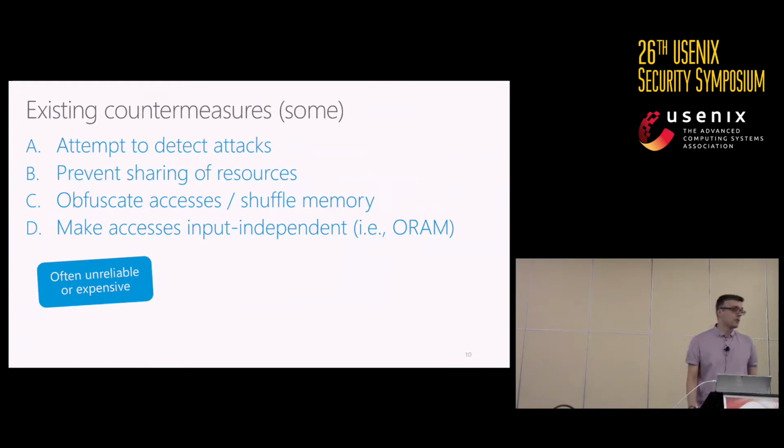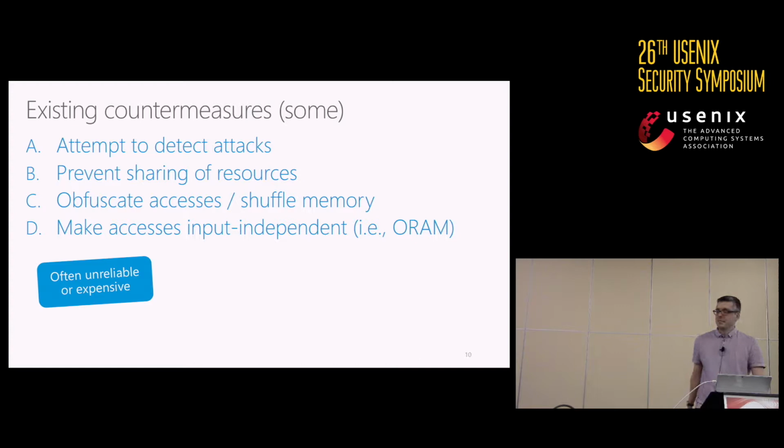And as you probably know, lots of countermeasures have been proposed over the last decades. Here's a list of typical countermeasures, not necessarily complete. But what do people usually do? A, they attempt to detect attacks. Of course, the side channel often works both ways, right? So the victim could try to measure its own cache access timings and thus try to infer if there's an attack going on. Then, preventing the sharing of resources is also often a reliable and viable approach, because if you don't share caches, there's nothing that can leak. Simple.